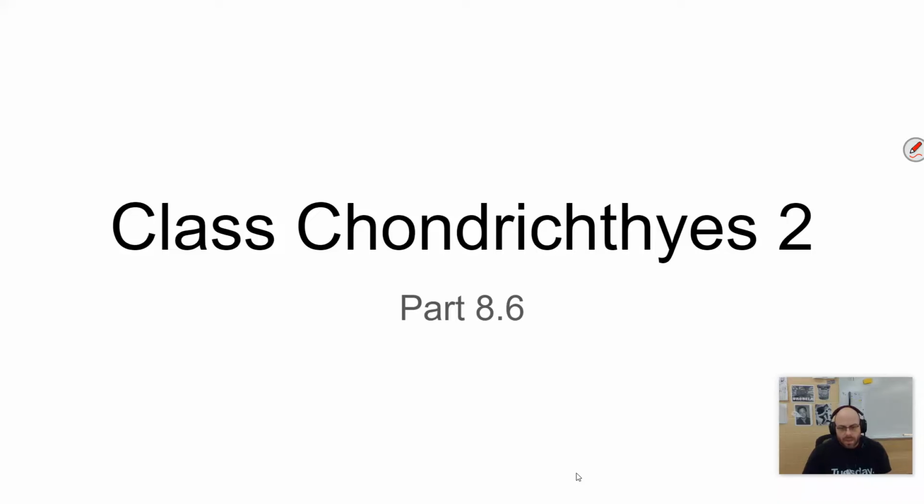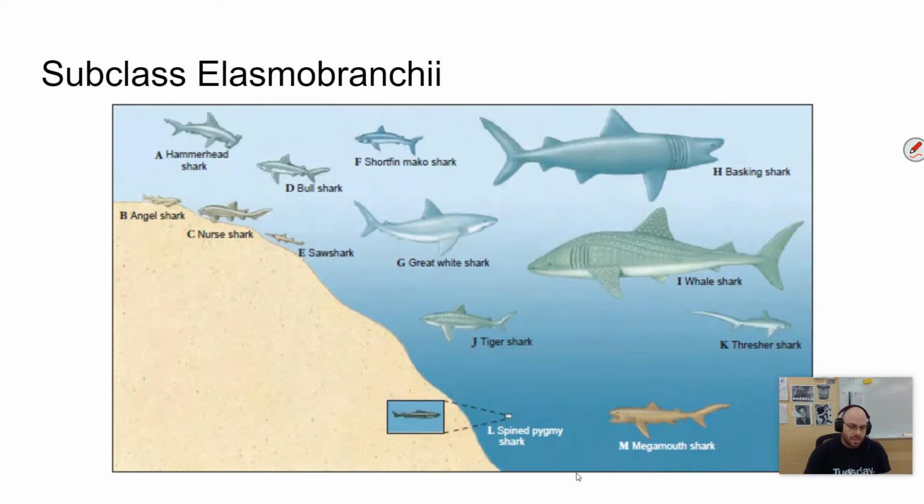In this video, we're going to look at Chondrichthyes classes, or subclasses, I guess. There are two subclasses: Elasmobranchii and Holocephali. Elasmobranchii are sharks, skates, and rays.